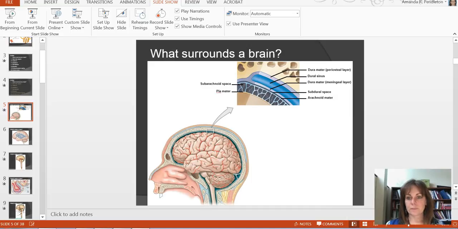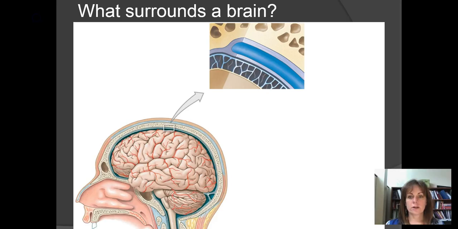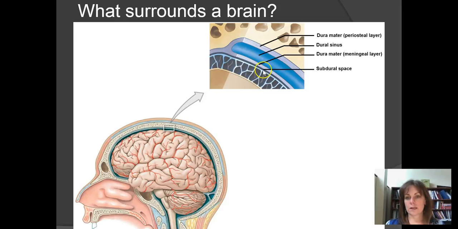Okay. And here we can see it, right here. Now in reality, in a normal circumstance, there may not be too much in the way of fluid and that sort of stuff there, but we do have this subdural space. Okay, so it's just a space underneath the bottom of the dura mater.